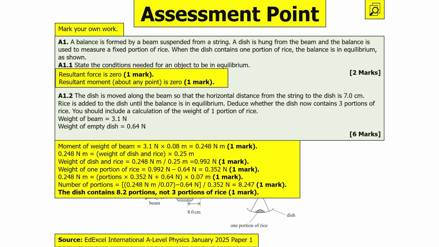So the weight of one portion of rice by itself is 0.992 minus the weight of the empty dish 0.64, which is 0.352 newtons. We know that moments on either side must balance. So 0.248 equals the number of portions times 0.352 plus 0.64, the weight of the rice on the dish, times 0.07. So we work it all through, we get our value to be 8.2. So the dish contains 8.2 portions of rice, not 3 portions of rice.